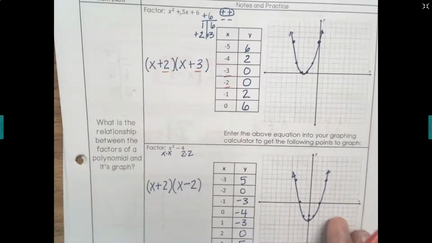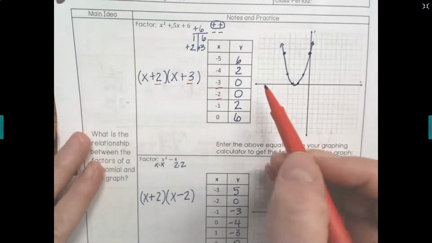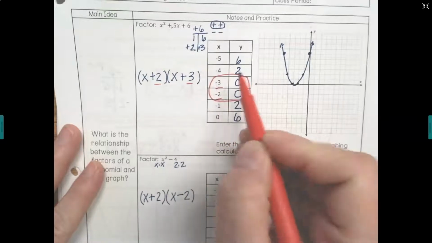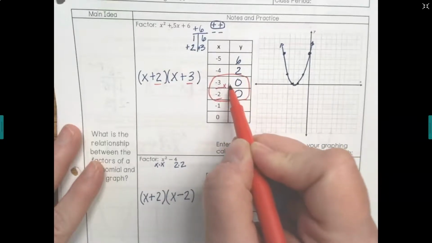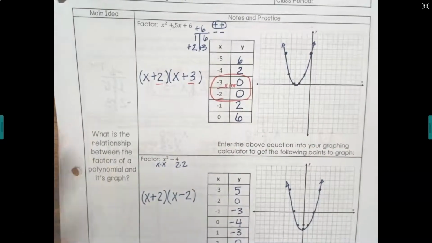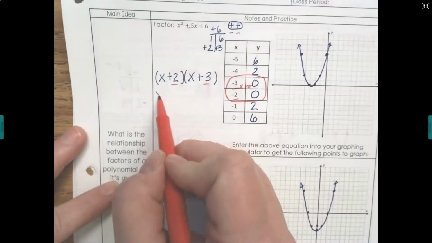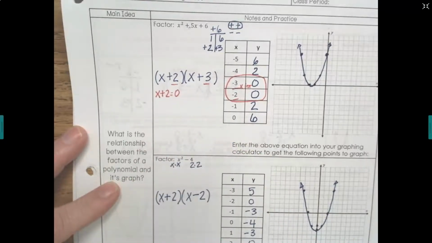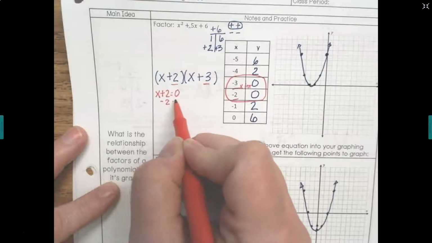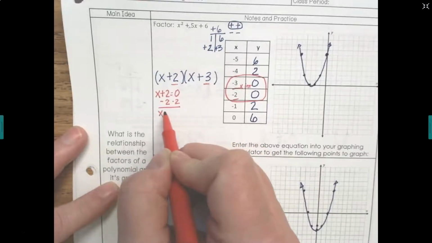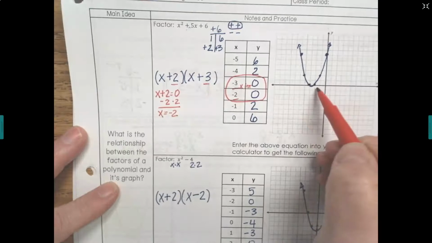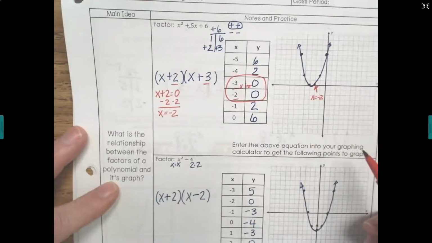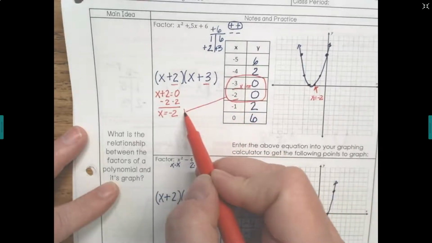Okay, so when I'm looking, the x-intercept is always where y is 0. So these guys right here are both my x-intercepts. Okay, now let's take this. We're going to say x plus 2 equals 0. We're going to use our zero product property right there. And when we solve it, it says the graph crosses at negative 2. Well, that's where it's at. X equals negative 2. Okay, so that's this intercept.